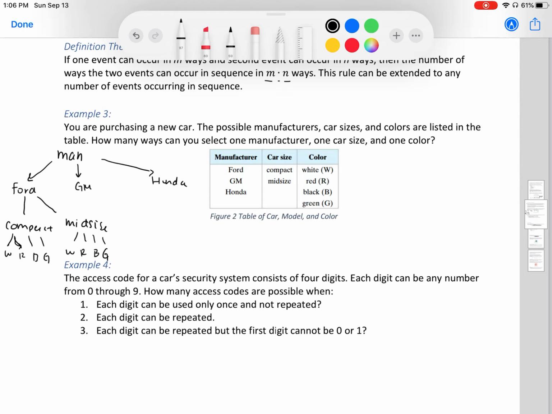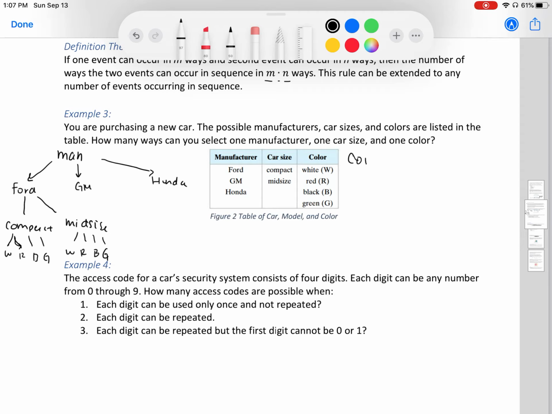But you can see how just by adding an extra category, it would be much more. I mean, what if we also added another brand for Honda, or another type of car like a minivan or a truck, right? So the counting principle makes this easier.